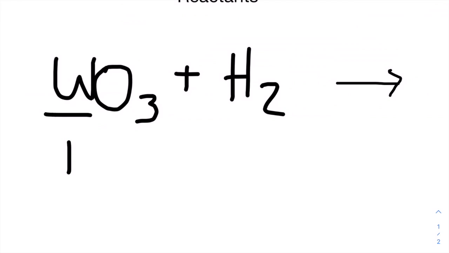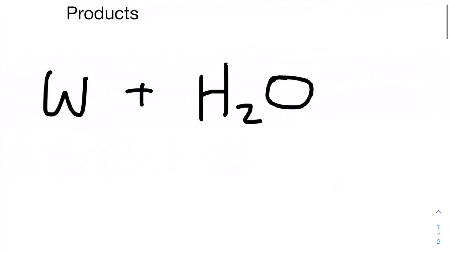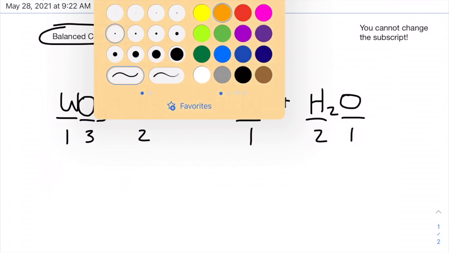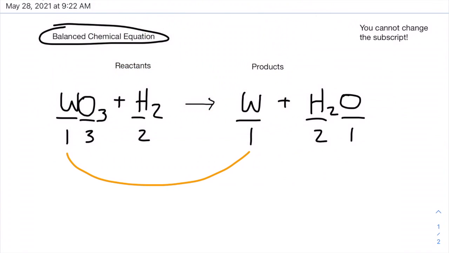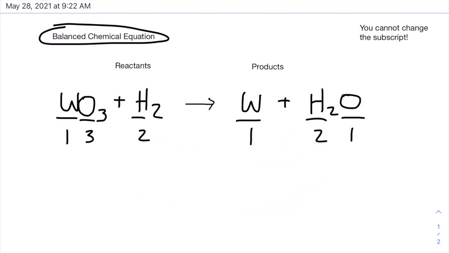I've got 1 tungsten, 3 oxygen, 2 hydrogen on the reactant side. And I've got 1 tungsten, 2 hydrogen, and 1 oxygen on the product side. Now to see if they are balanced. Tungsten, yep, is balanced. Oxygen, no way. And hydrogen, actually, yes, also balanced. So if it weren't for that oxygen, we'd already be there, but we have some work to do.